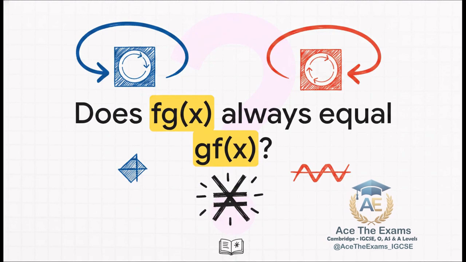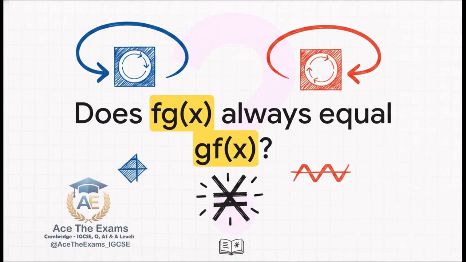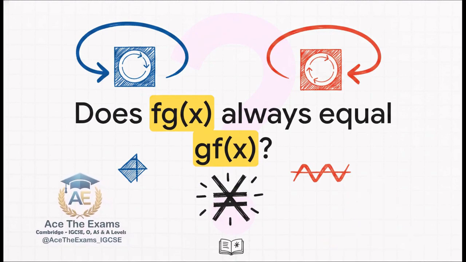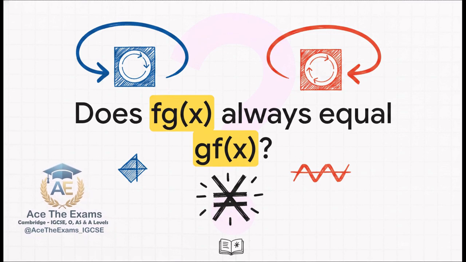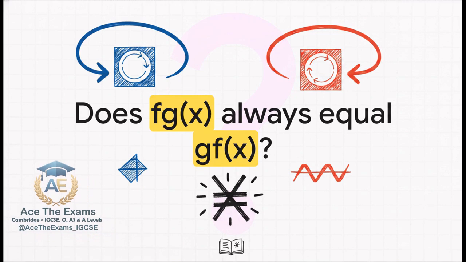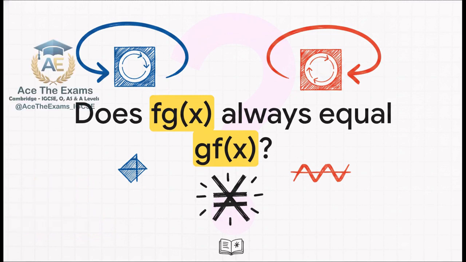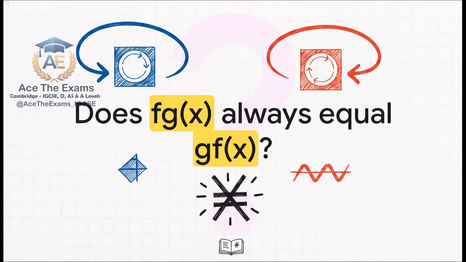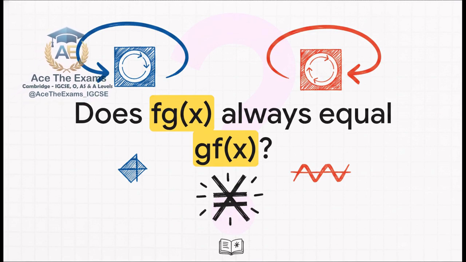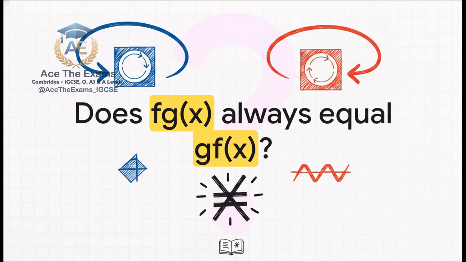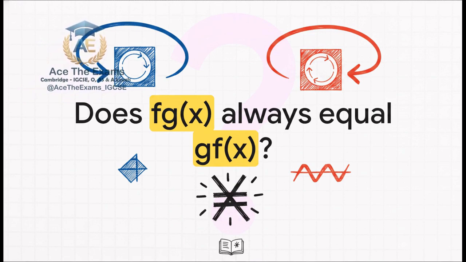So let's tackle the biggest trap out there, the one that literally separates a B grade from an A star. Does f of x always equal g of x? Well, the most common pitfall we see is students just assuming the order of composite functions doesn't really matter. But guys, in additional math, order is everything. Think about it like putting on your socks and shoes. Obviously, the order you do that in completely changes the result, right? Mathematically, it's the same deal.